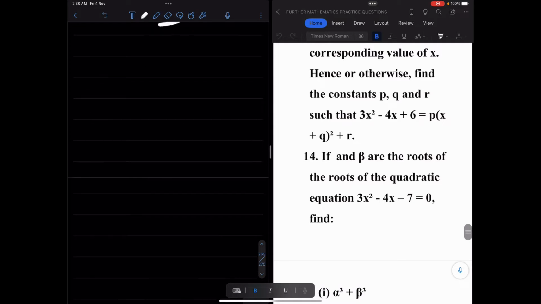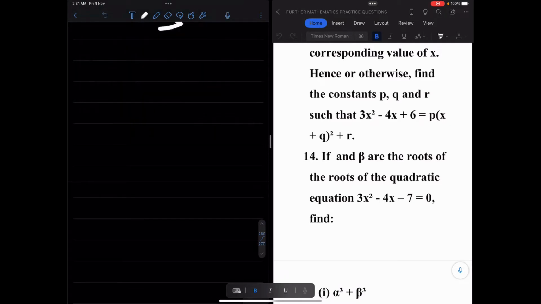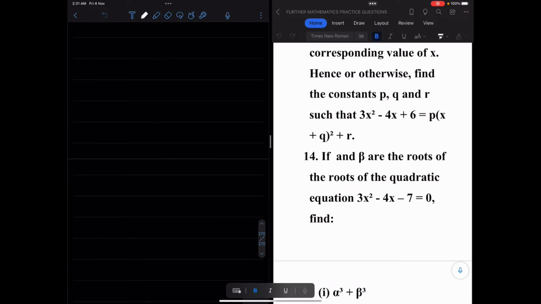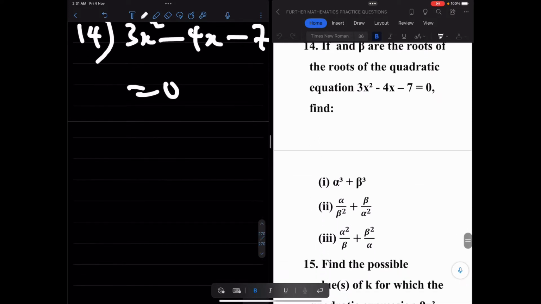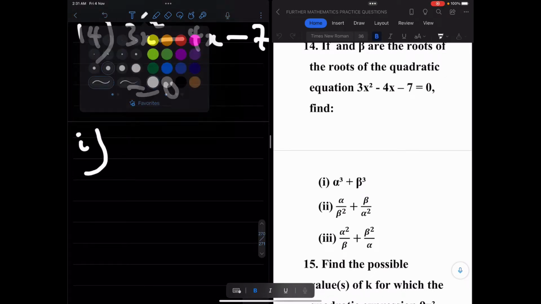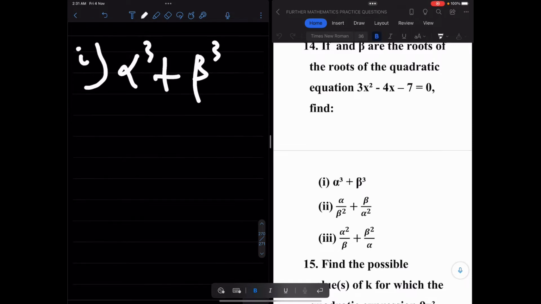If alpha and beta are the roots of the quadratic equation 3x squared minus 4x minus 7 equals 0, find: Roman figure 1, alpha cubed plus beta cubed.